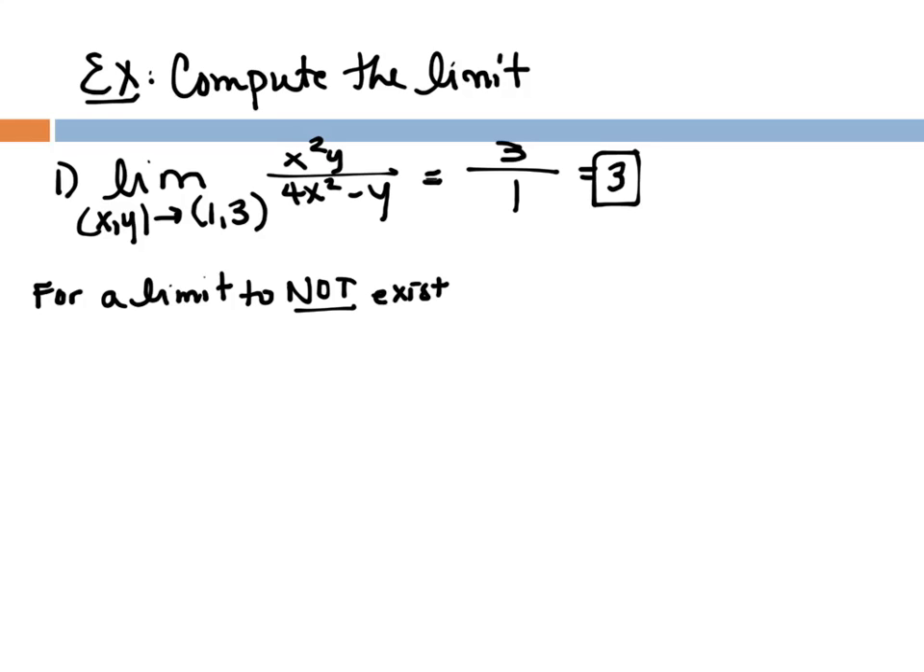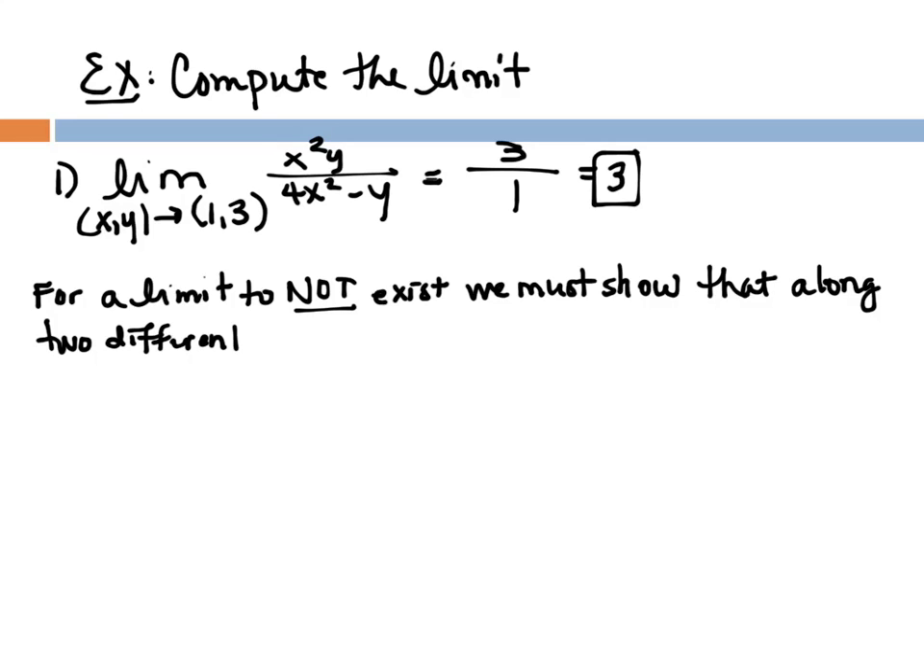So the problem when the limits don't exist is that the two sides don't get close to the same value. It was all about the two-sided limit, right? We don't have the two sides approaching the same thing. So for a limit to not exist, we must show that along two different paths, we get different limit values.